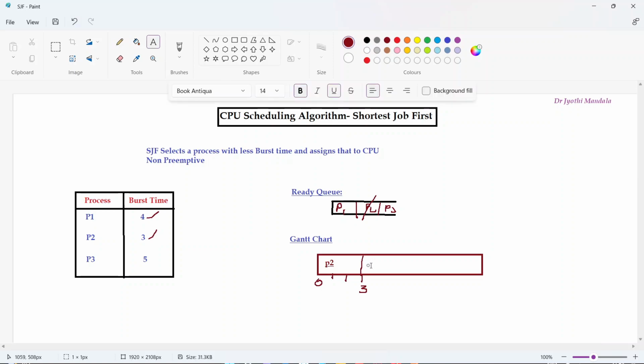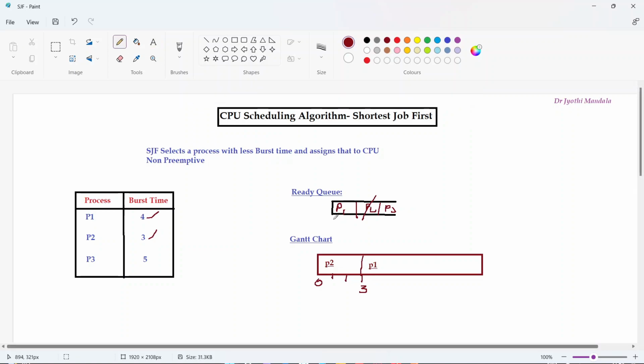So we will be executing P1. P1 is starting its execution. How much time does it require? P1 requires 4. So 3, 4, 5, 6, 7. So up to the 7th second, P1 will finish its execution. Now the only process available is P3.